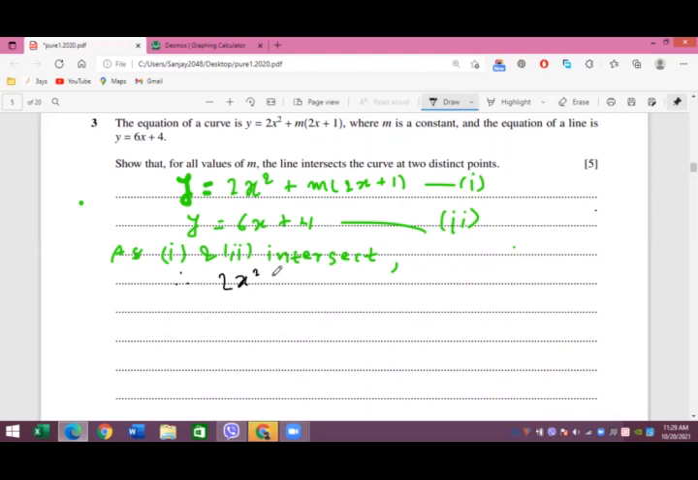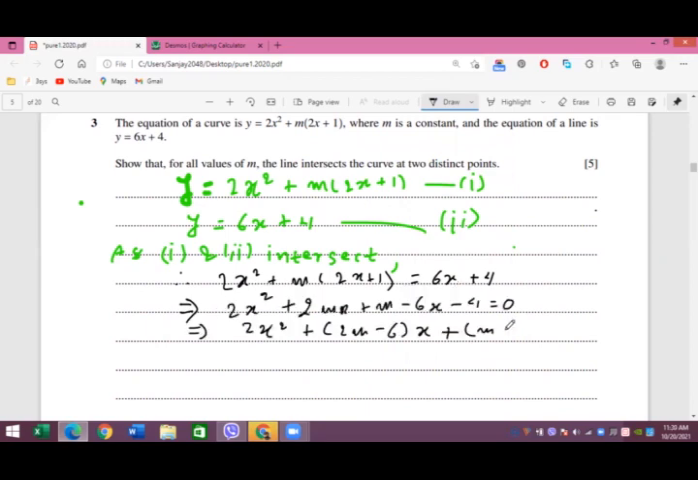2x squared plus m times 2x plus 1 equals 6x plus 4. Now rearrange it in terms of higher to lowest power, minus 4 over here, and that equals 0.